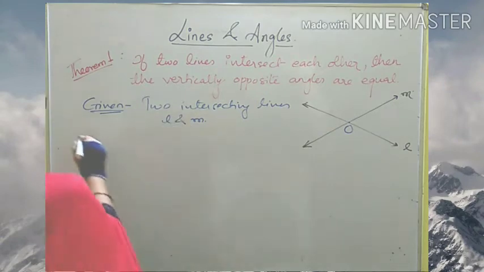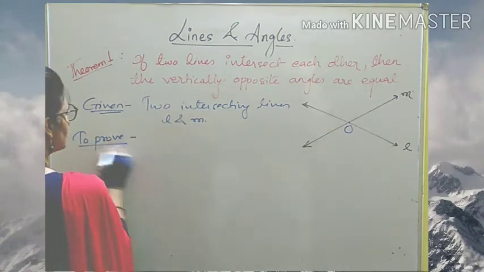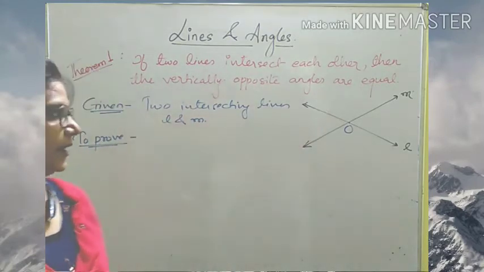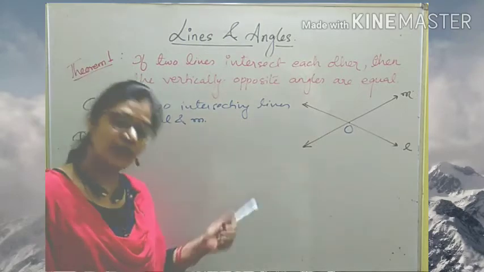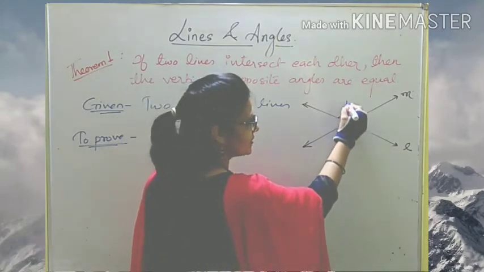Now, what is to prove? क्या prove करना है हमको? What is to prove? That the vertically opposite angles are equal. हमको क्या prove करना है? कि vertically opposite angles क्या हैं? Equal. Now, what are the vertically opposite angles here?